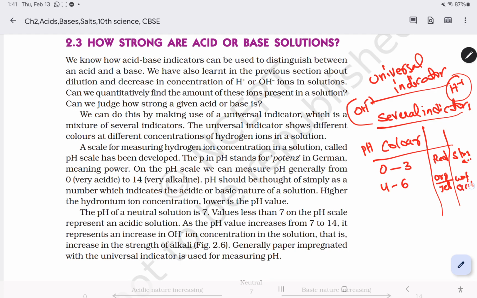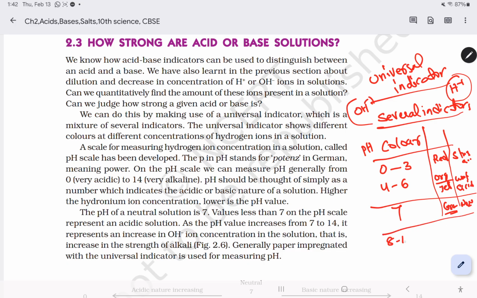As you already know, if it is less than 7, it is acid. If it is nearer to 0, it is a strong acid. If it is above 3 and less than 7, it is a weak acid. If it is 7, you can find green color in that solution. It is neutral in nature. Like that you can identify.